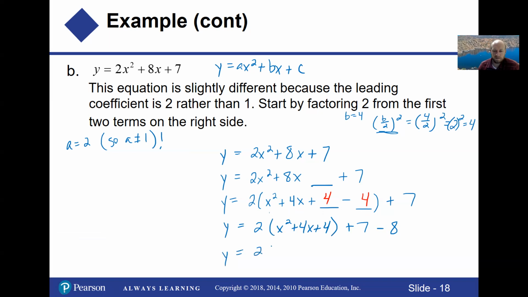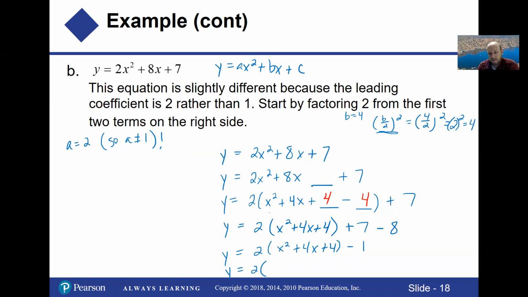Now I'm going to keep going just a little bit. I'm going to do the plus 7 minus 8, which is minus 1. Now let's factor even more. What is x squared plus 4x plus 4? Well, that's one of our perfect square trinomials.